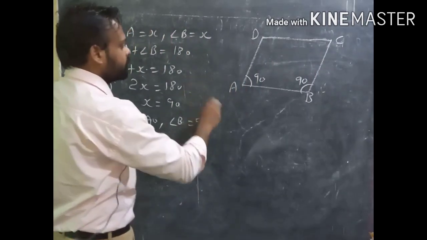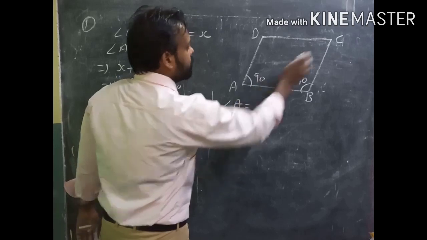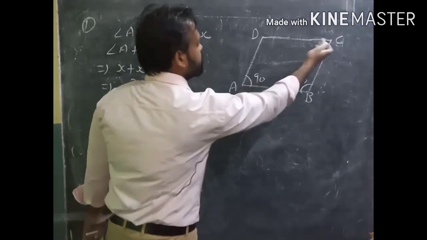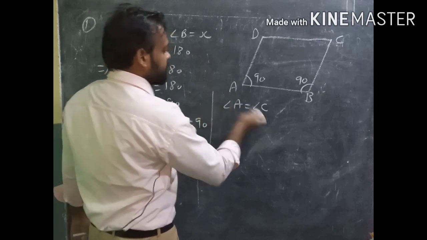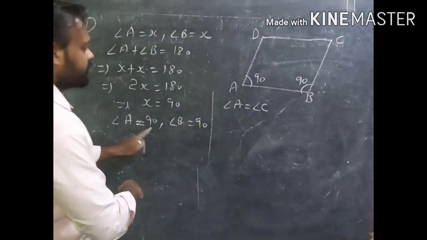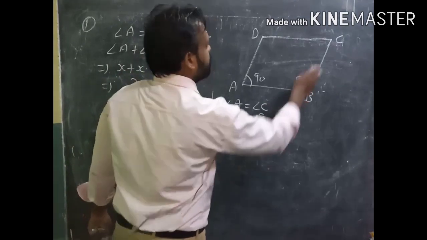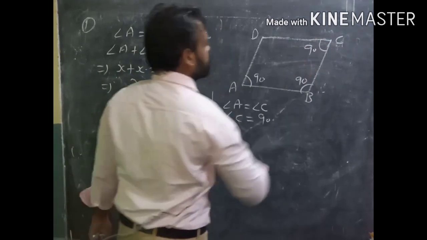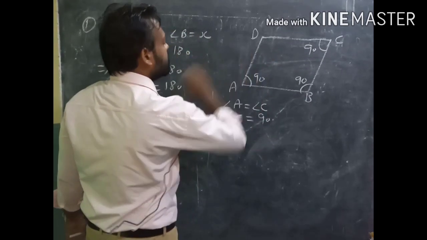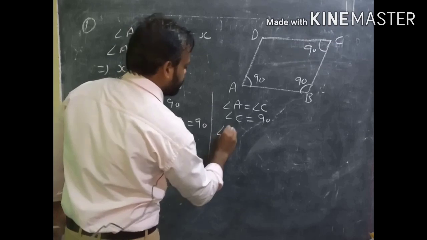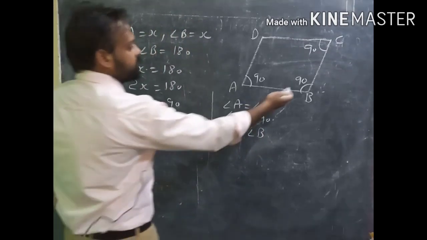By the property we can directly write that angle A is equal to angle C, because the opposite angles of a parallelogram are always equal. Angle A is 90 degrees, so of course angle C is also 90 degrees. Write down this 90 degrees here. In this case also, angle B is equal to its opposite angle D. So angle D is equal to angle B, and angle B is 90 degrees.